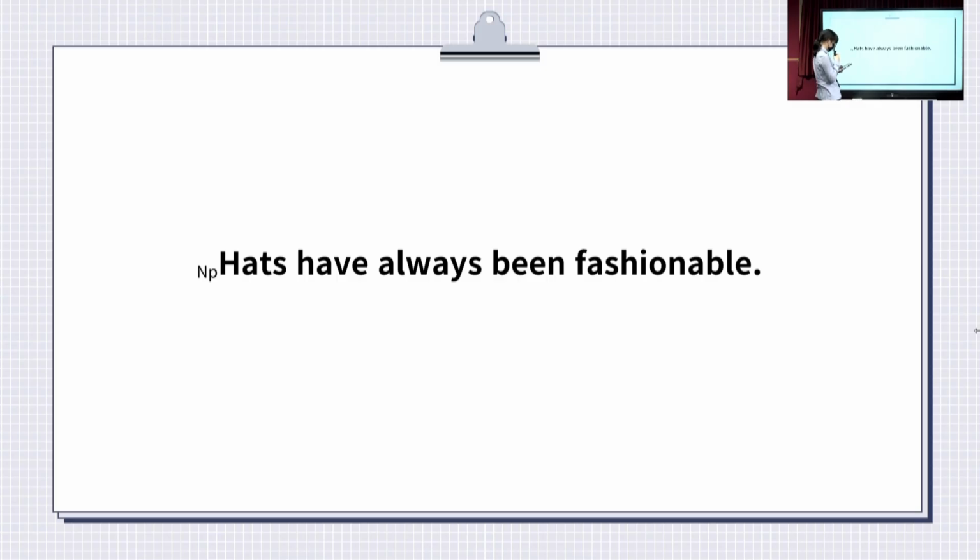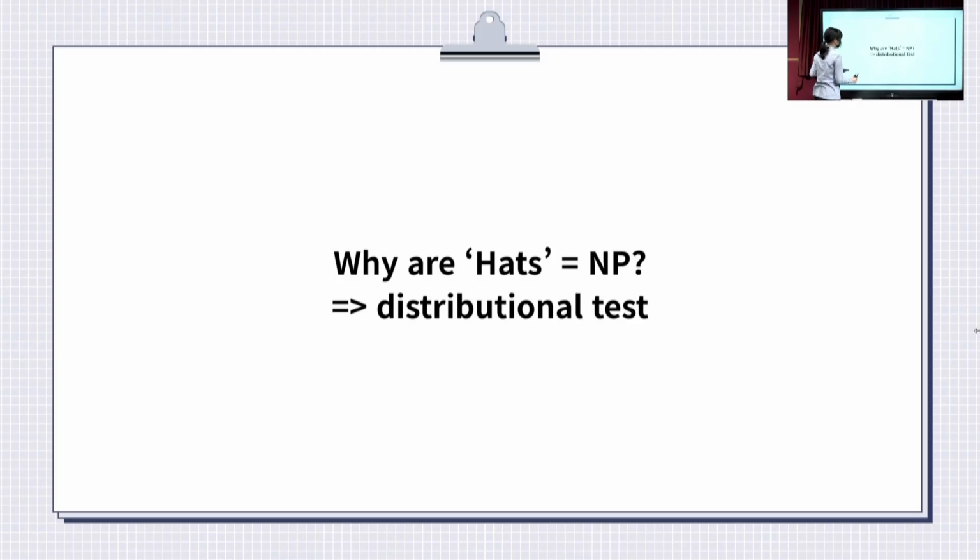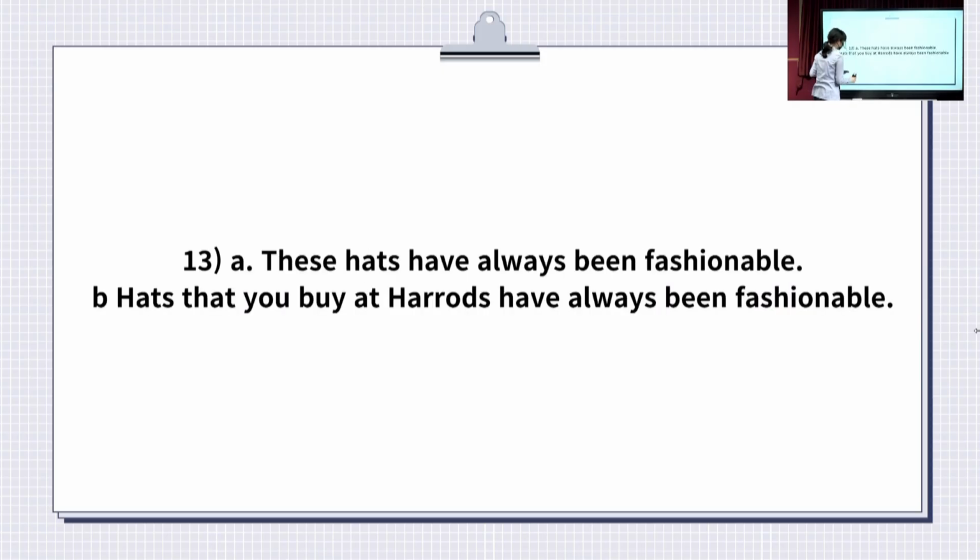Hats have always been fashionable. So you might wonder why hats are NP. It is because the slot where hats occur can be filled with other NPs. We can substitute any of the NPs in 11 for hats in 12. Number 13 shows 2 possibilities of expanding NPs. These hats have always been fashionable. Hats that you buy at Harrods have always been fashionable. Both sentences have more information, so we can expand hats in 12 into a large string of words that are NPs.